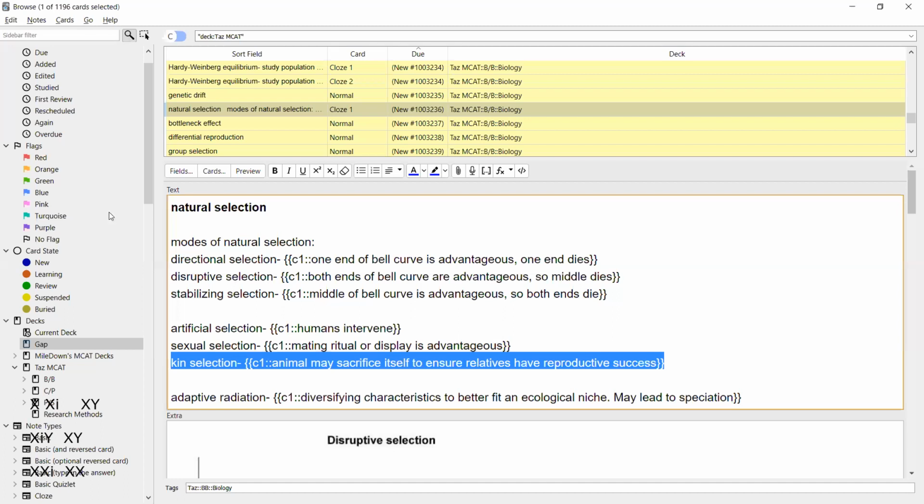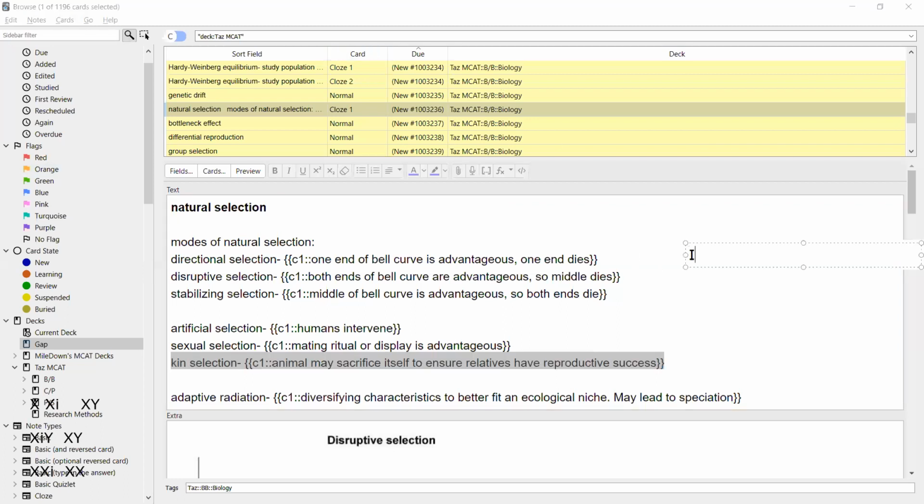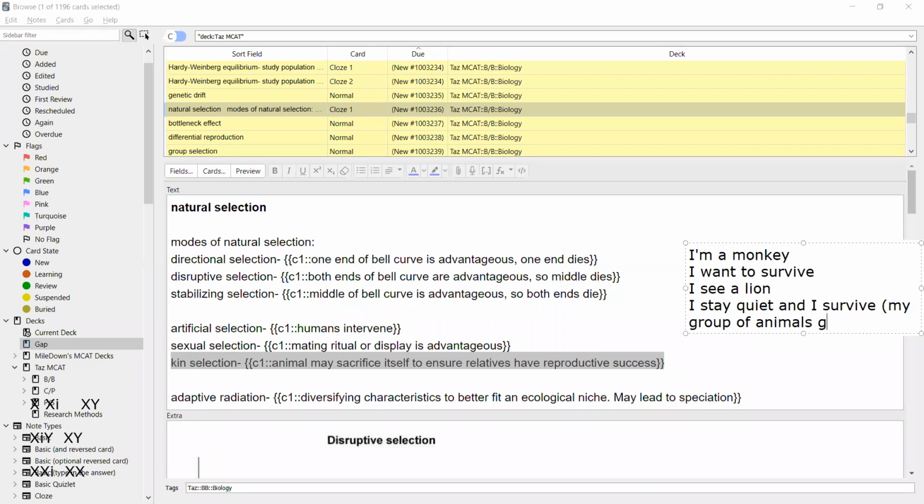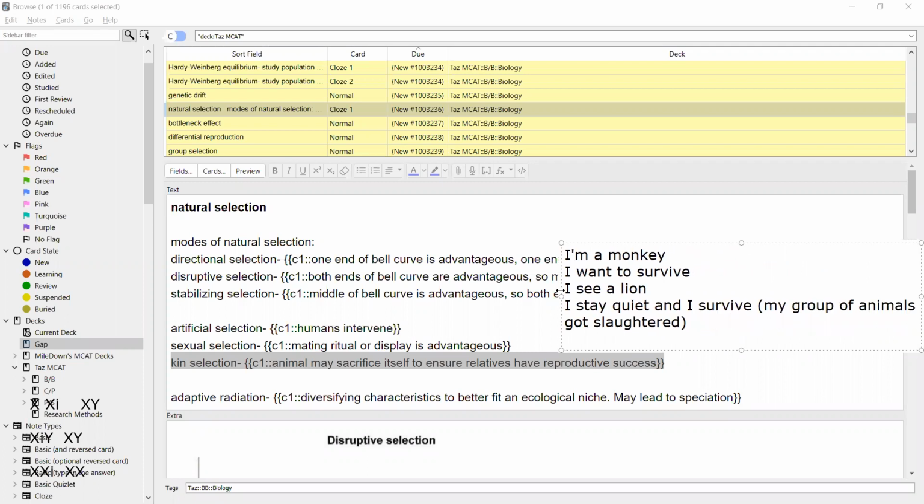Actually, this might be a hard question to ask. Basically, what I'm trying to say is it's a really interesting thing that we see altruism in nature. Normally, you would think, I'm a monkey. I want to survive. I see a lion. I stay quiet and I survive, right? Woohoo, this is a good thing for me, because I get to pass on my genes. However, the downside is my group of animals got slaughtered. Okay? So this is one scenario.